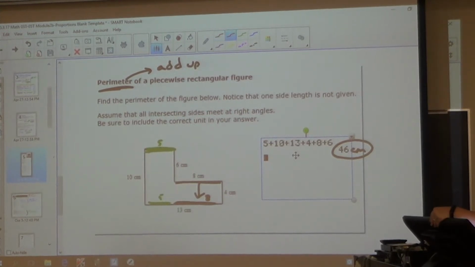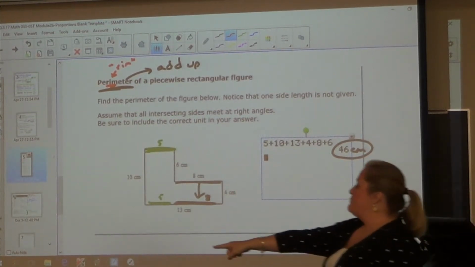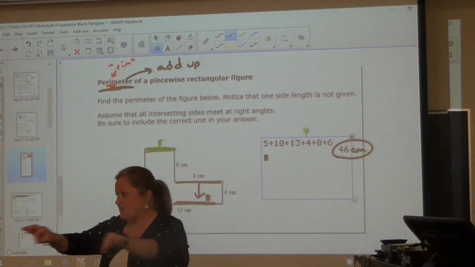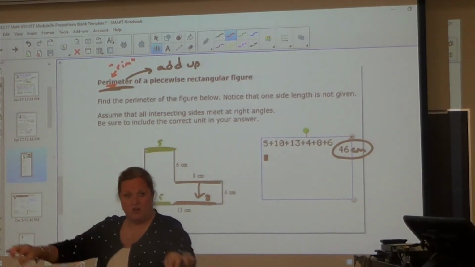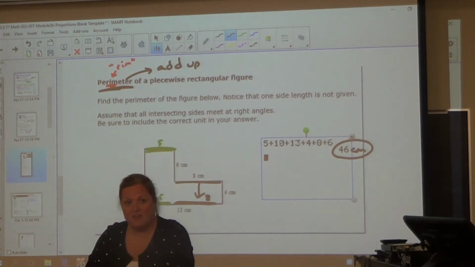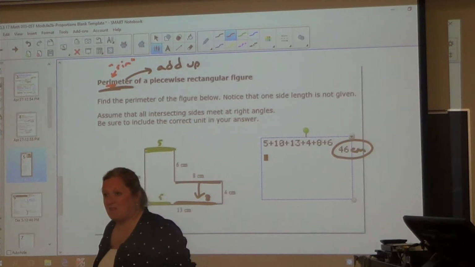And it even has it right here. Perimeter means add up the rim. So in this room, the perimeter would be like the black border. Perimeter is like the fence in your backyard, the rim of your backyard. Area is the carpet. So area is the inside, perimeter is the outside, the rim.